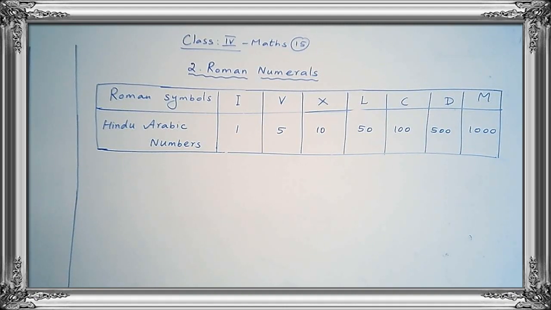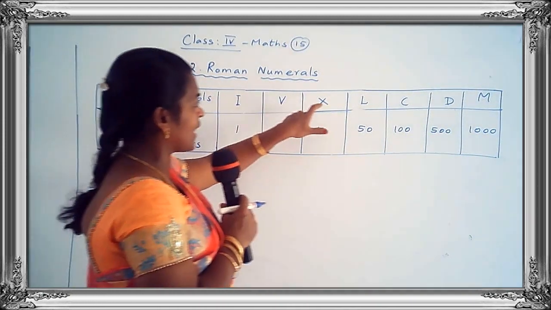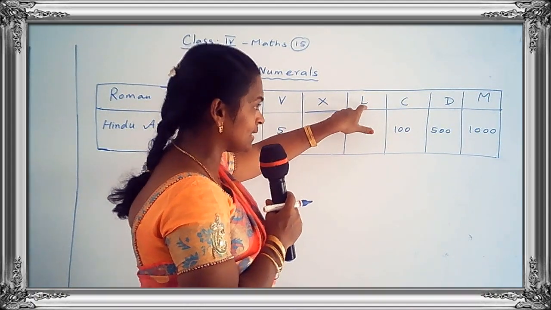Romans did not have a symbol to represent the digit 0. There is no 0 in the Roman system. Roman numerals did not have place value. The numbers from 1 to 99 are formed by combining just 4 symbols, namely I, V, X and L.